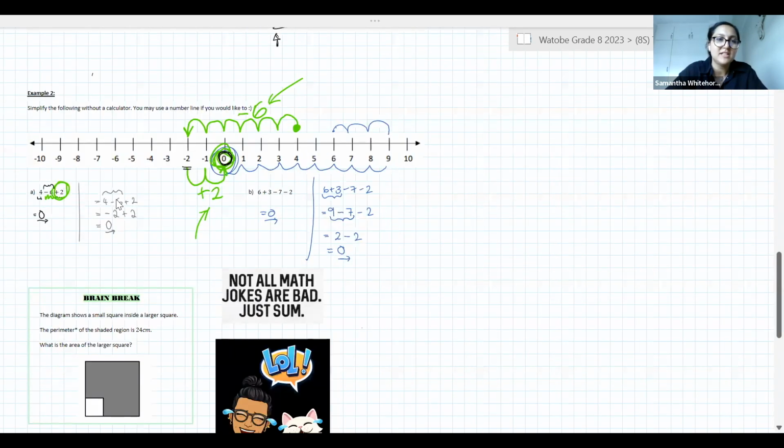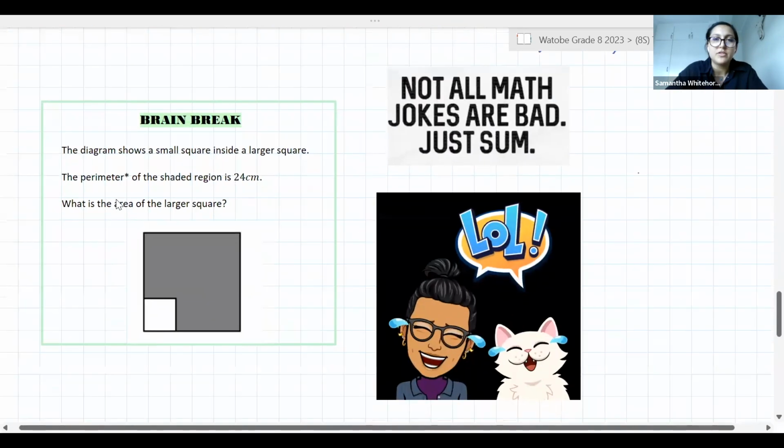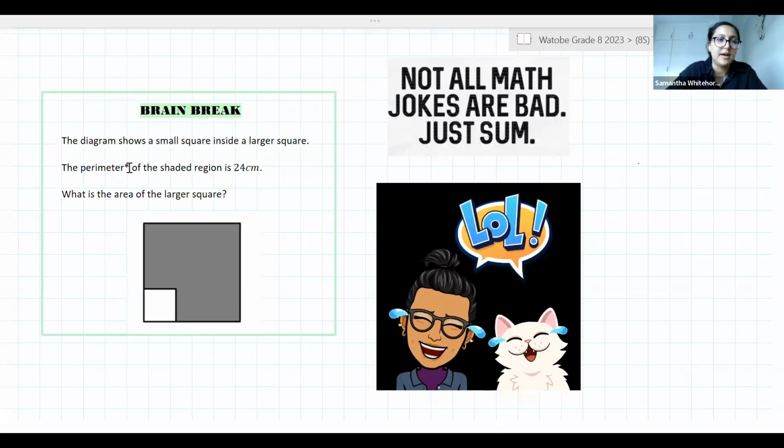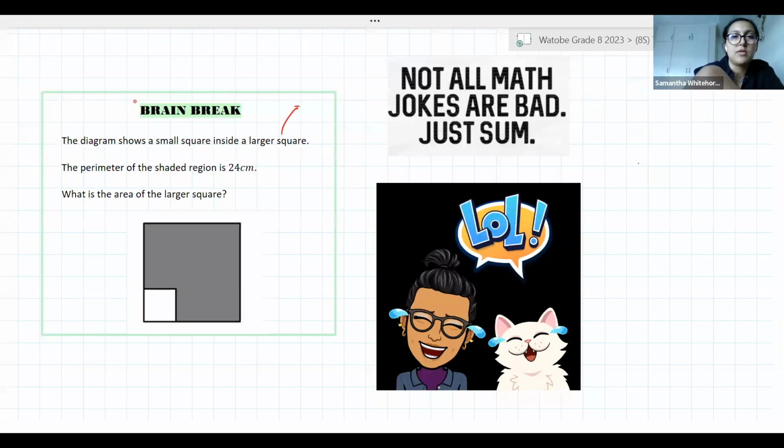Right, guys, we're halfway, so let's take our brain break. Our brain break's a little bit different today. Still mathy, but a little bit different. So I'm just going to explain the brain break so that we all know the words being used here, because I know for some of us it's been a while since we did any measurement. It says here the diagram shows a small square inside a larger square. Now remember, a square is one where all four side lengths are exactly the same, so they would all be exactly the same length.